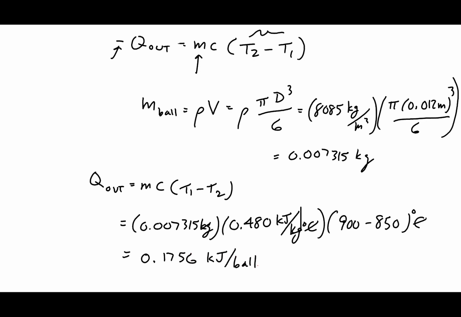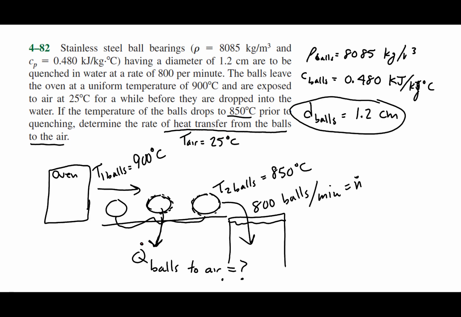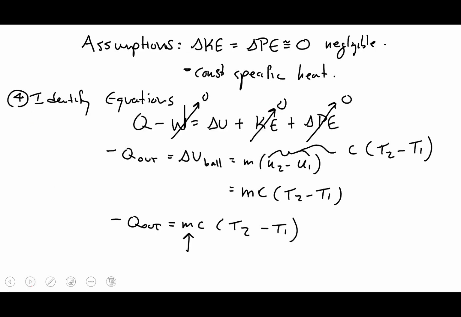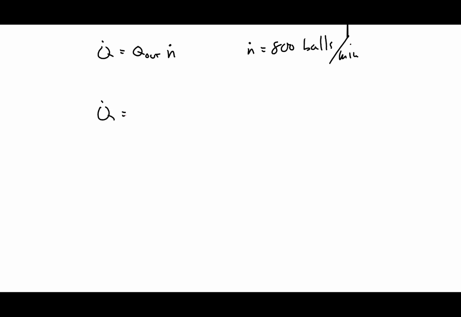kilojoules per ball. So we actually want Q dot, and I should have specified that back on the problem. So we want the rate that the heat is being transferred from the balls to the air, and we want to include all of the balls, not just one. So this calculation that we just did is the kilojoules per ball, so that's the amount of heat lost for one ball. So Q dot is equal to Q out, which we just calculated, multiplied by N dot. So remember, N dot is 800 balls per minute, and that was given in the problem. So Q dot is equal to 0.1756 kilojoules per ball multiplied by 800 balls per minute.